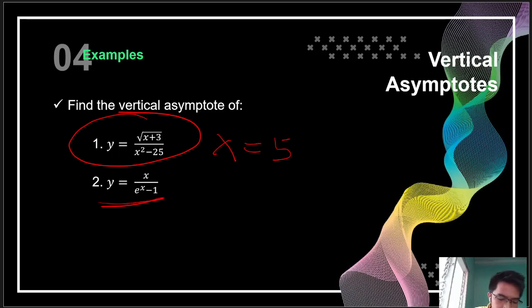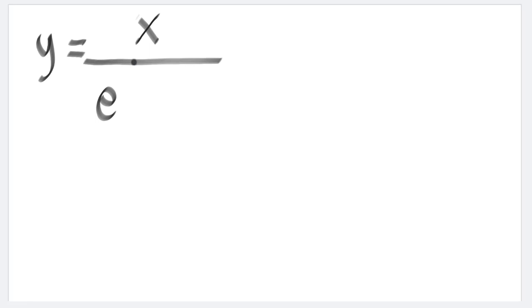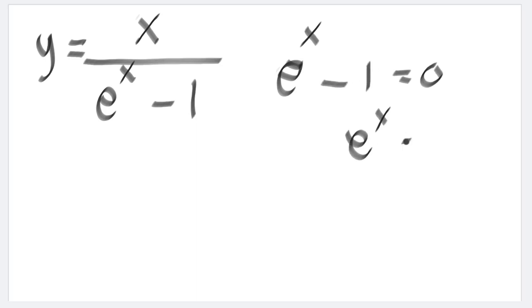Now, what about number 2? Find the vertical asymptote of y is equal to x all over e raised to x minus 1. Okay, so we will solve again. Y is equal to x over e raised to x minus 1. Again, the function is a fraction, so we will equate the denominator to 0. So e raised to x minus 1 is equal to 0, so e raised to x is equal to 1.